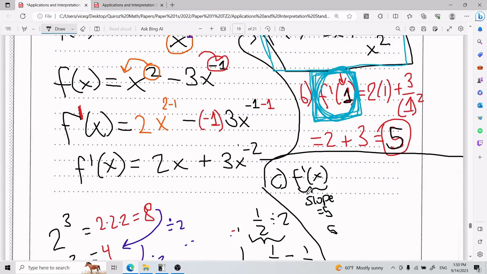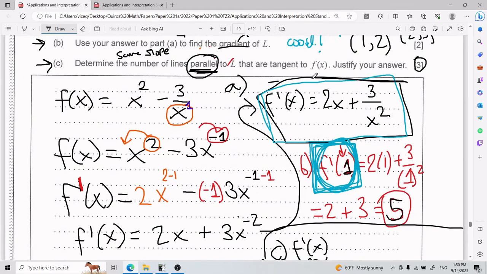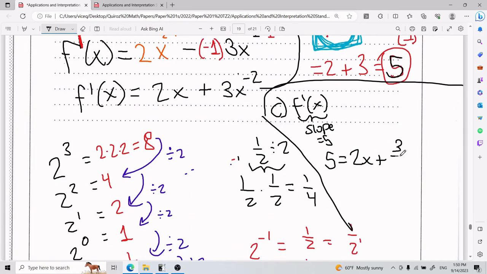I can have 5 equals 2x plus, and I'm taking it from here, 2x plus 3 divided by x squared. So this is a little different from part B.